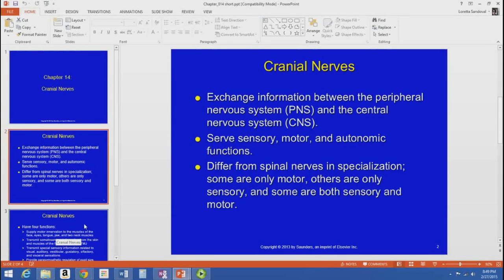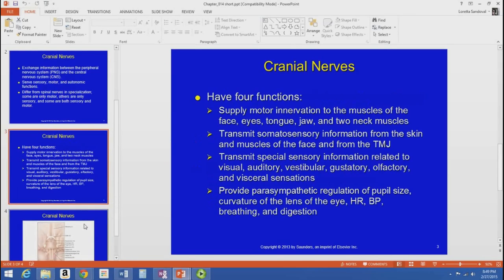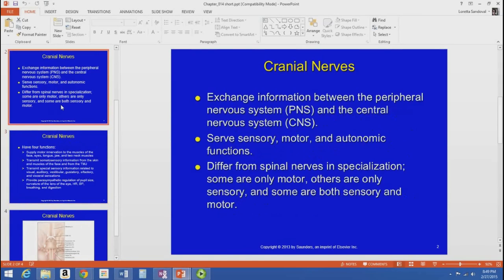So just in general, cranial nerves exchange information between the peripheral nervous system and the central nervous system. You can almost think of them as the peripheral nervous system for the head, and the rest of the peripheral nervous system is for the body. They have sensory, motor, and autonomic functions for the head. So they differ from spinal nerves in specialization. Spinal nerves are specialized: they're motor nerves, they're sensory nerves, or they're autonomic nerves. Cranial nerves can do several of those functions. So really that's the main difference between cranial nerves and spinal nerves.